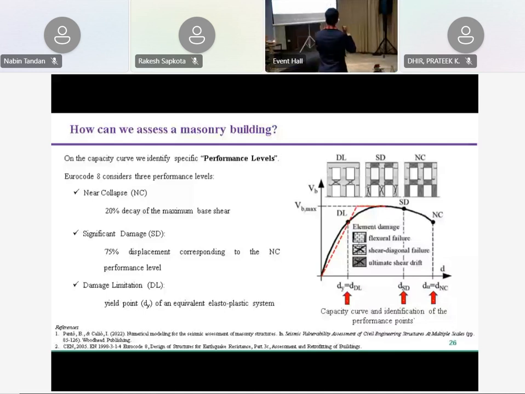The significant damage performance level when the safety of people is compromised. And finally, the damage limitation performance level when the damage of the structure is activated. So this is what we need to assess our structure, to identify these points along with the capacity curve.